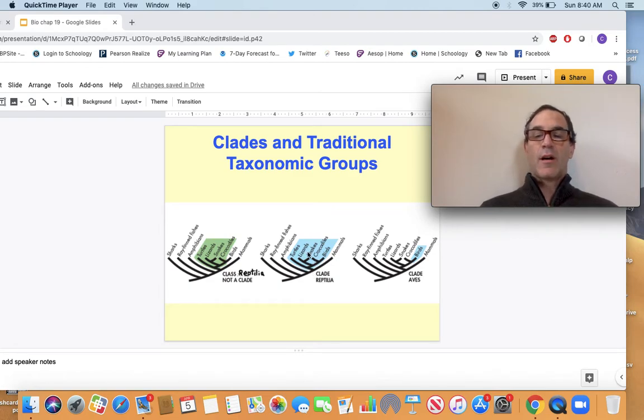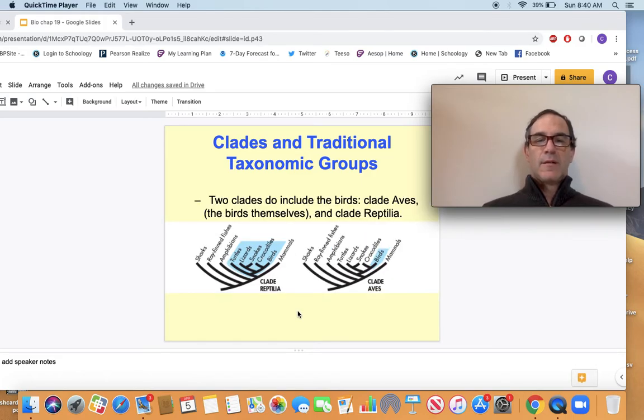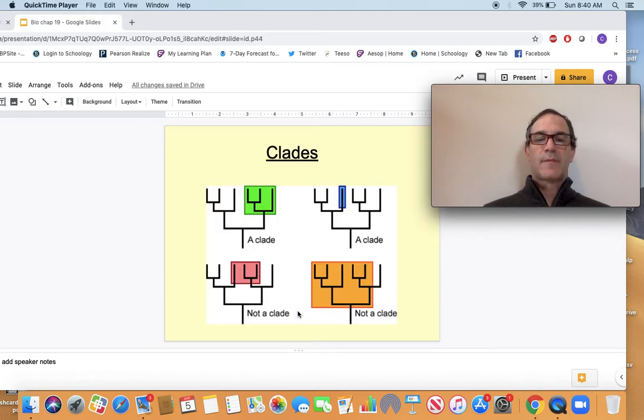Now, we can talk about the birds as their own clade, right? Here's a group within a group. This is clade Aves. Aves means bird. And it's just a smaller group within this larger one of clade Reptilia. So again, Carl Linnaeus didn't know this. Many of you maybe have seen Jurassic Park and heard this already or know a little bit about it, that the birds really are a type of reptile. All right, and this just kind of goes on to talk about that some more.